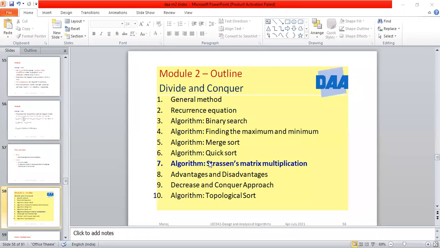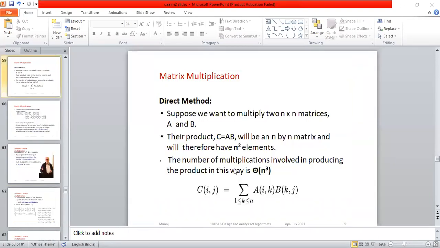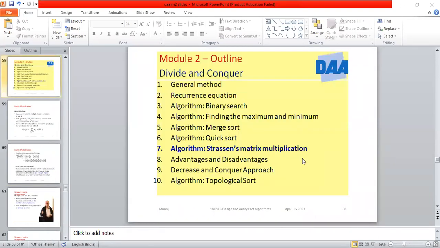In tomorrow's class, we will go with the next type of algorithm, that is Strassen matrix multiplication. That we shall see in the upcoming classes.